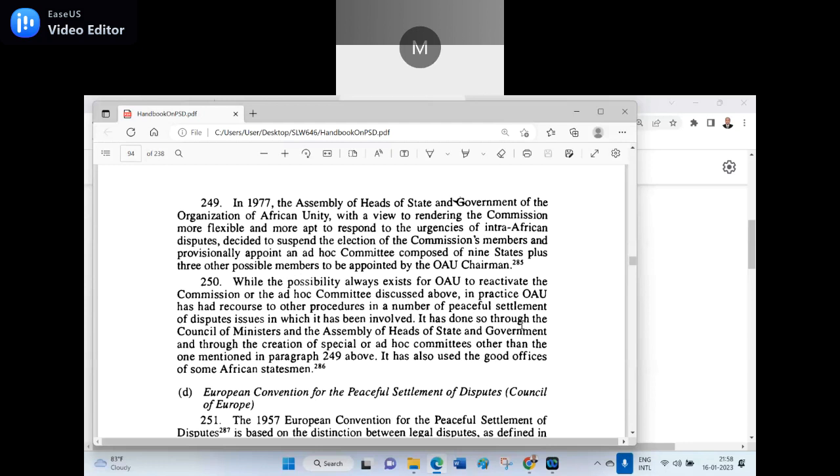The Assembly of Heads of State and Government, the organ of the African Unity, with a view to rendering the commission more flexible and more apt to respond to the exigencies of intra-African disputes, decided to suspend the election of the commission's members and provisionally appoint an ad hoc committee composed of 9 states plus 3 other possible members appointed by the OAU chairman. Now the question comes over there.